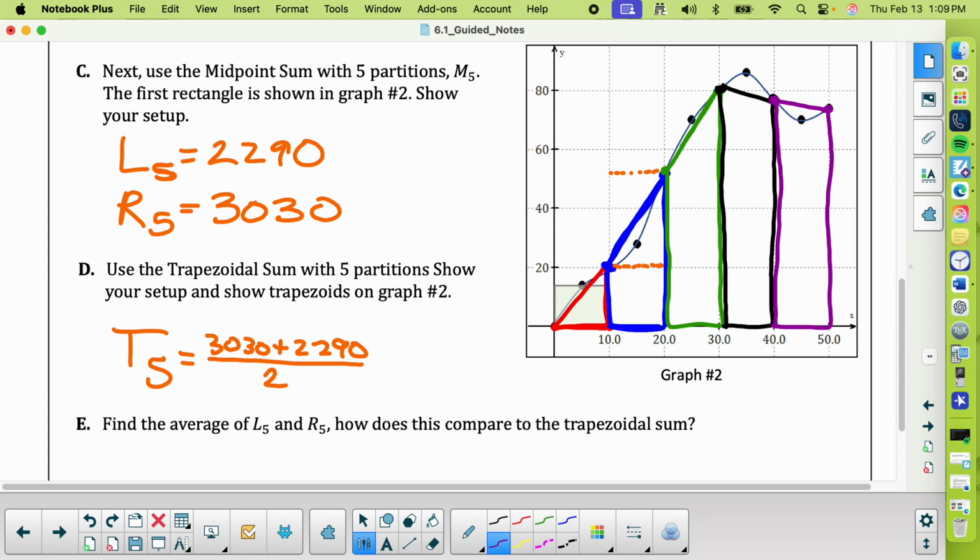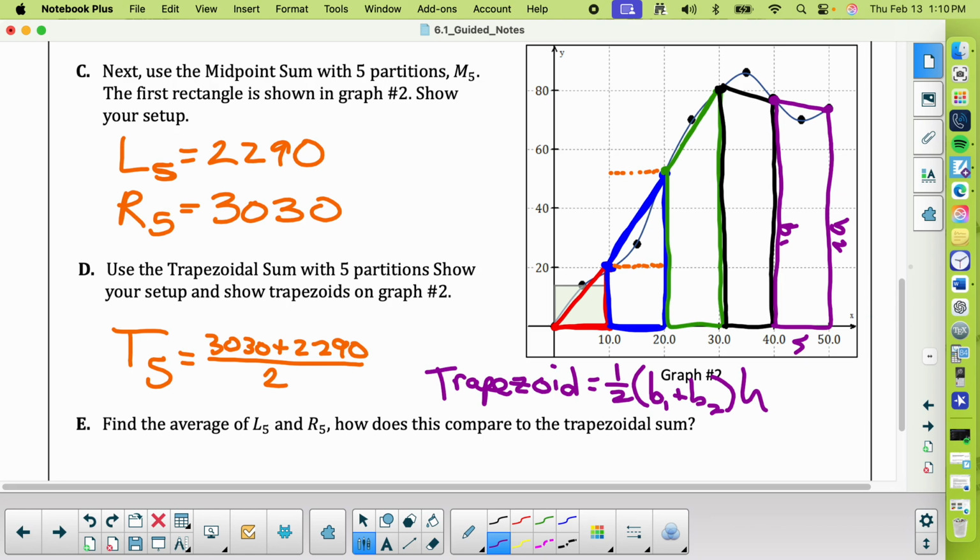Trapezoid area formula: it's 1/2 base 1 plus base 2 times height. Now what confuses a lot of people is the trapezoids we have are sideways. This is the height. This is base 1. This is base 2. Because that's usually how they define a trapezoid. They define a trapezoid as having one set of parallel sides, and they call those the base 1 and base 2 of the trapezoid.